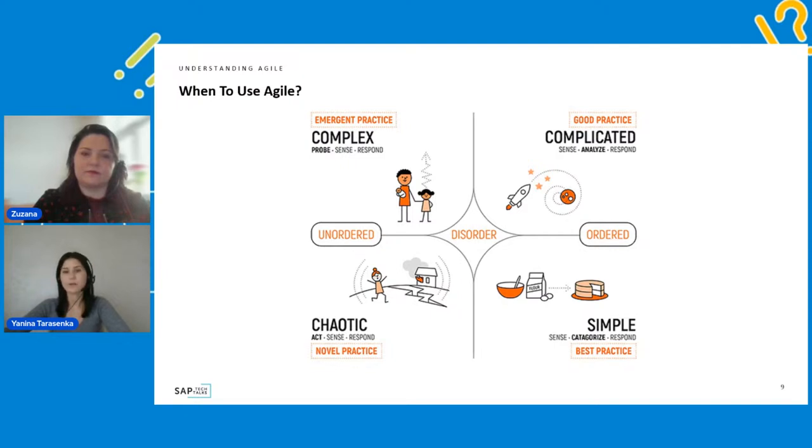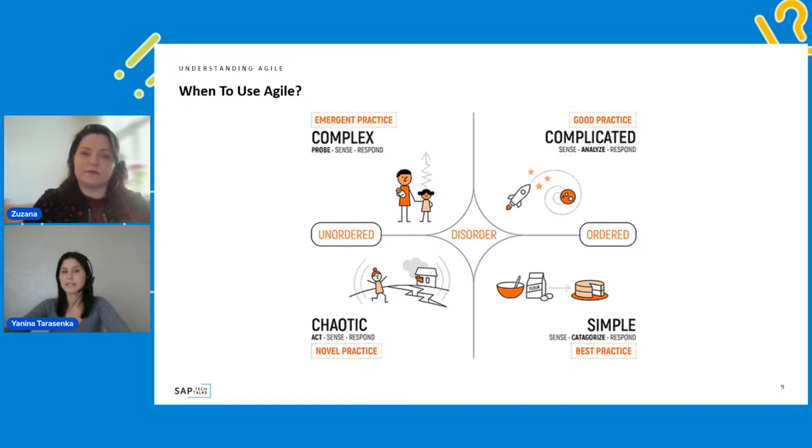If we speak about the next domain, the complex one, this domain has a retrospective understanding of cause and effect, requiring experimentation and adjustment. A good example may be raising a child or changing the culture in your company. You may never know what kind of result you will achieve by the end. But what can be helpful for you is receiving feedback and making needed adjustments.